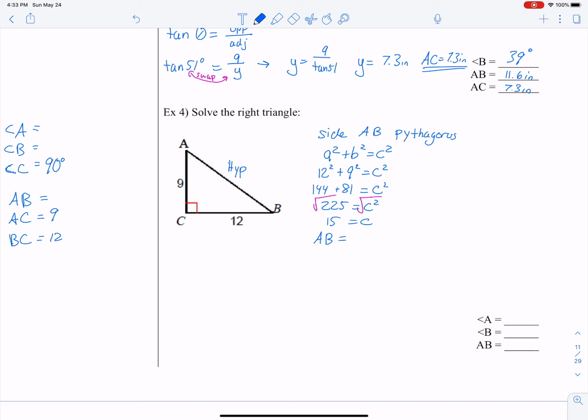AB is equal to 15. So I can fill that in here. I can say this is 15. I can also write it down here. That's 15. All right, so that's the sides. Now I have to find some angles.